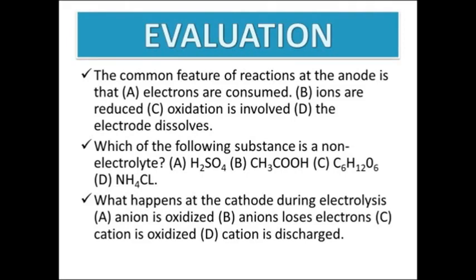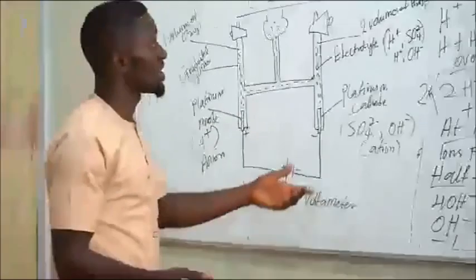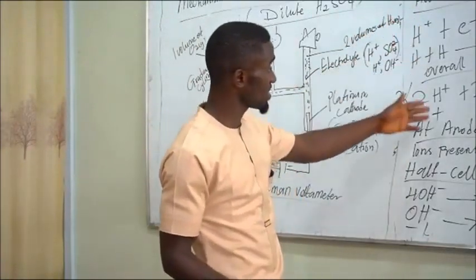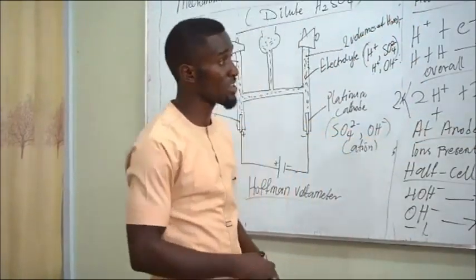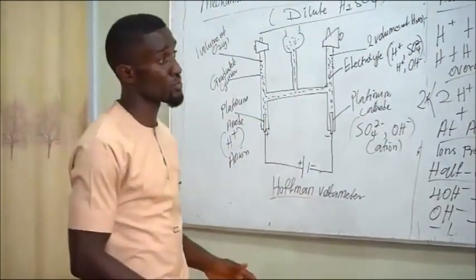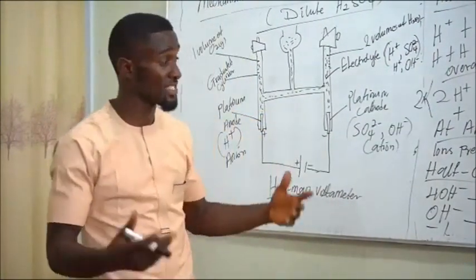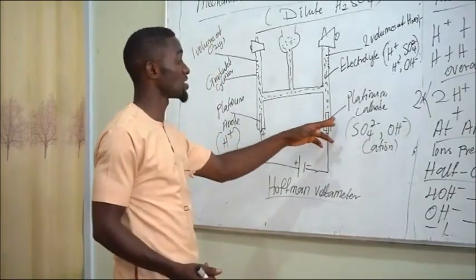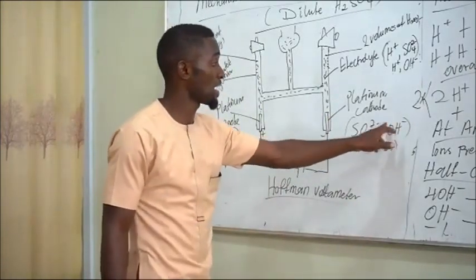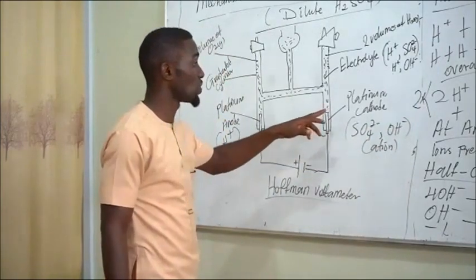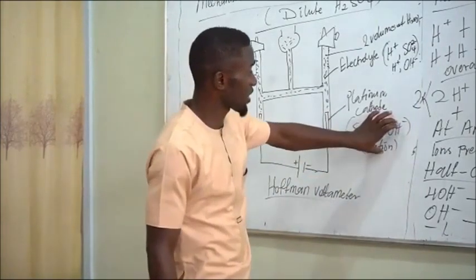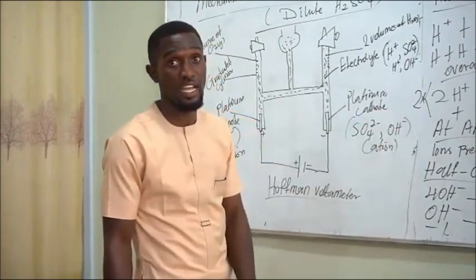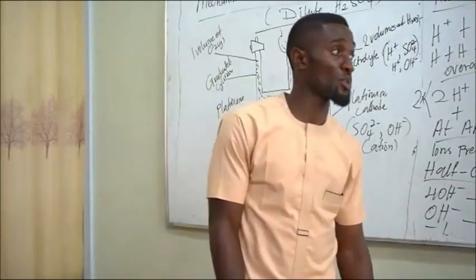Then B says the anion loses electrons. We are speaking of anions. Anions are not involved at the cathode. Then C says cation is oxidized. So let's look at the oxidation number. It goes from positive to close to 0. So cations are not oxidized, but reduced. Then D says cation is discharged. Fine. Because these ions are discharged at the cathode. The one that is lower in the electrochemical series is discharged at the cathode, and it's a cation. So the cation is discharged at the cathode. So the answer becomes D.